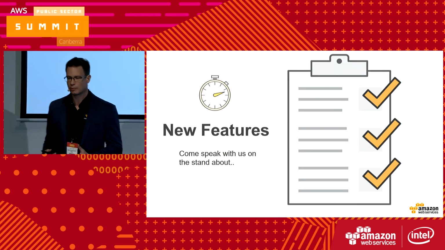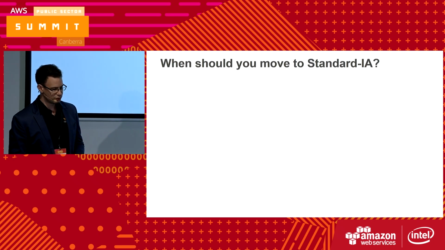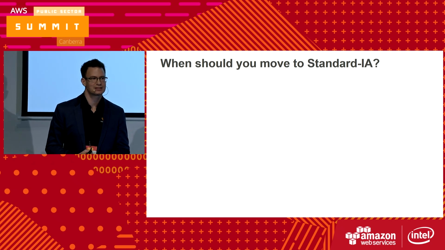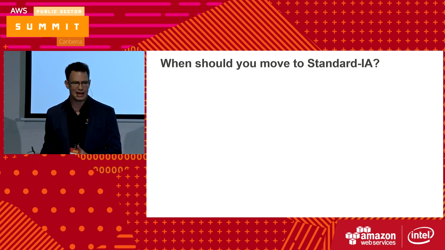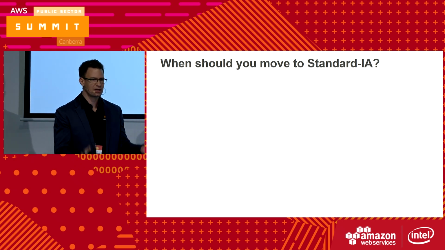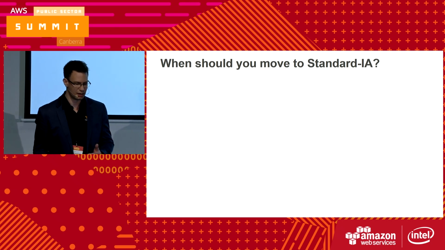All right, so let's talk about some new features. As I said, I'll go through this quite quickly. So first of all, I mentioned standard and frequently accessed, and a big question I get from my customers is when should I move my data there and what should I move? I've got a whole bucket of data. Some of it gets accessed regularly, some of it doesn't, but how do I handle that?